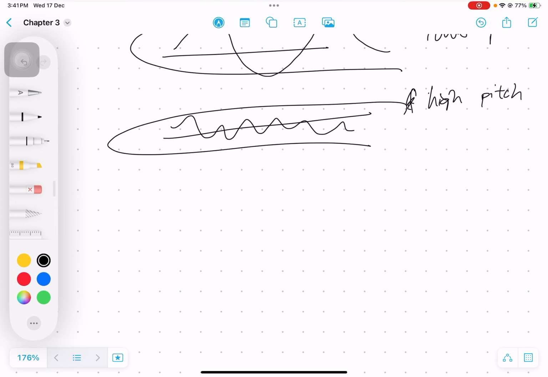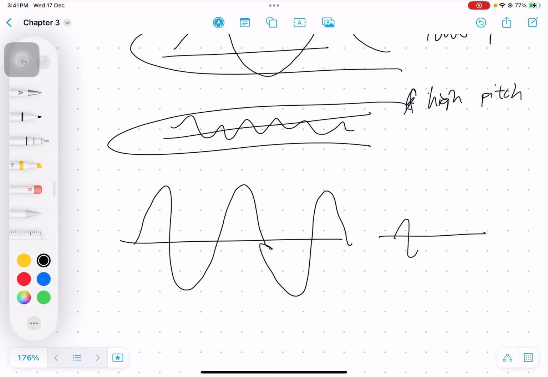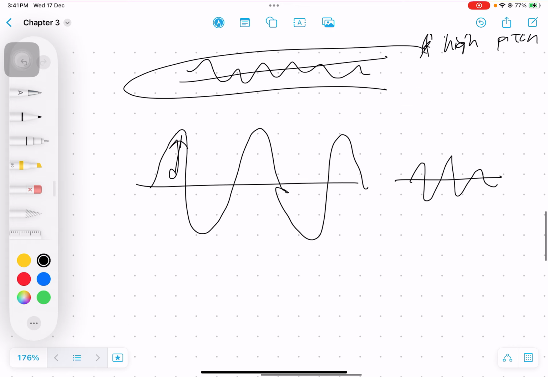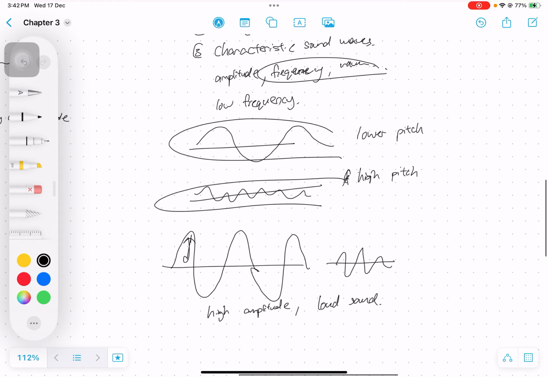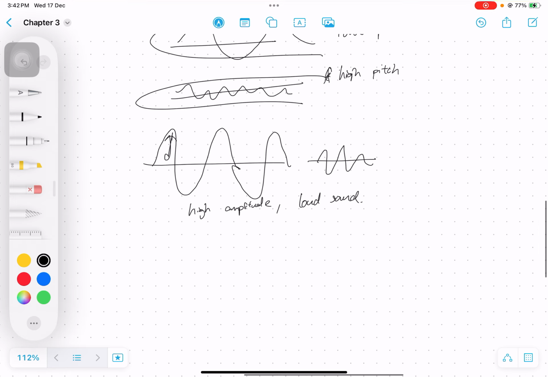The other part is amplitude. Amplitude is this, or this one is lower amplitude. High amplitude means more energy, so it means a loud sound. So the main characteristics of sound wave are frequency and amplitude. Lower frequency, lower pitch; higher frequency, higher pitch. Higher amplitude means louder sound and lower amplitude means softer sound.